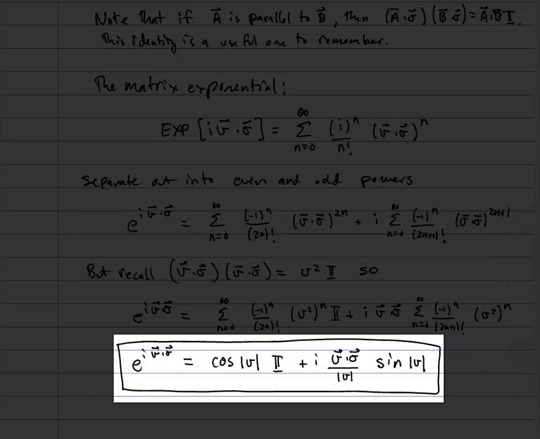And this is a really important identity, gets a big box. e to the i v dot sigma is equal to cosine of |v| times the identity matrix plus i v dot sigma divided by the absolute value of v times sine of the absolute value of v.